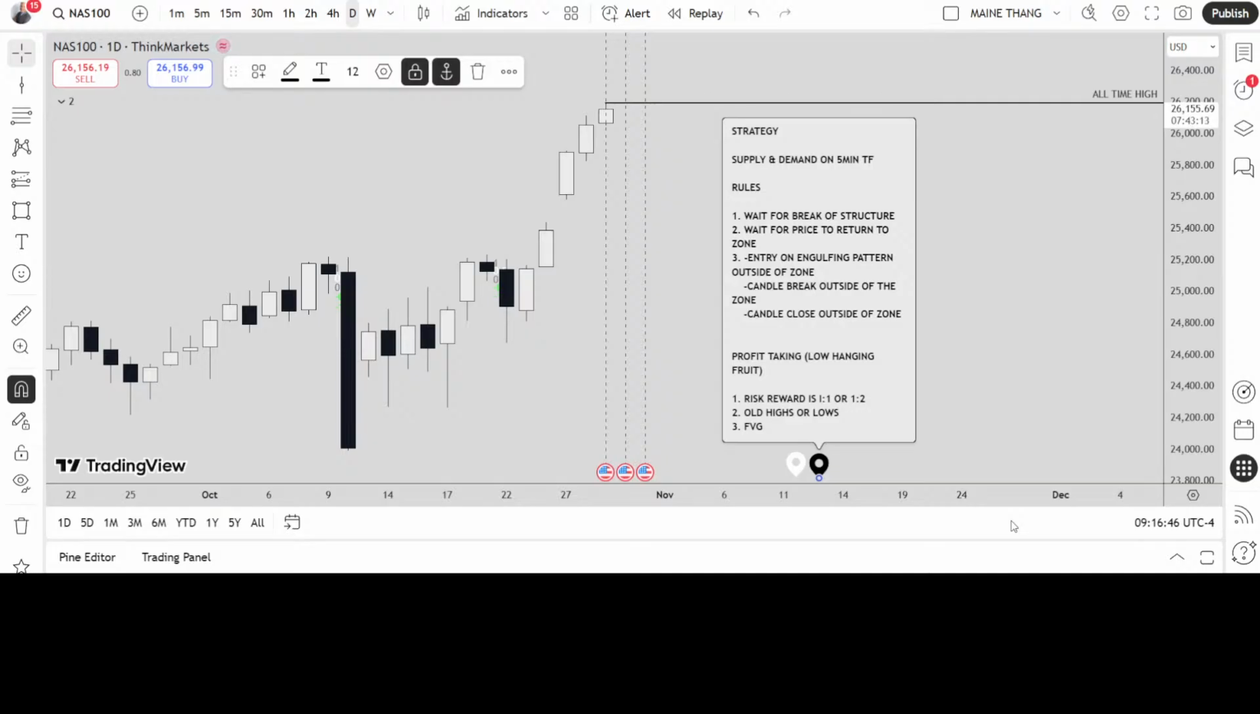You can enter on an engulfing pattern outside of the zone. You can enter on a candle break outside of the zone, and also a candle close outside of the zone. I'll show you those as they present themselves. Profit taking: we are aiming for the low hanging fruit, which means our risk reward is 1 to 1 or 1 to 2. We're aiming for old highs or old lows and/or fair value gaps. Get it? Got it. Good.